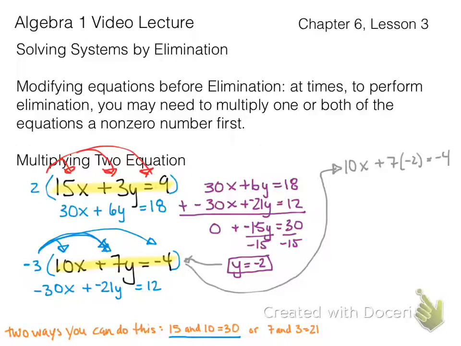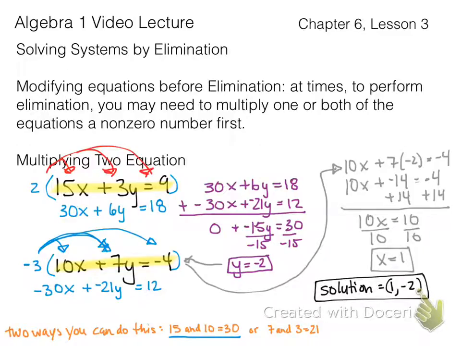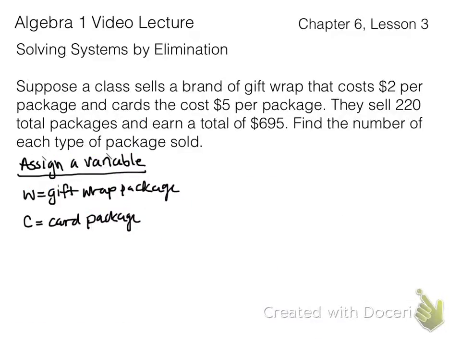And as you can tell, I picked the bottom one, and it's going to be 10 times x plus 7 times negative 2 equals negative 4. Solve for x. Sorry, it's a little early. Solve for x, and you're going to end up with x equals 1, which means the solution is 1, negative 2. All right, last word problem.